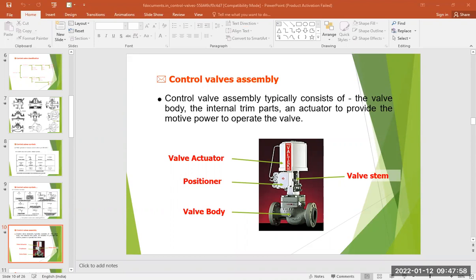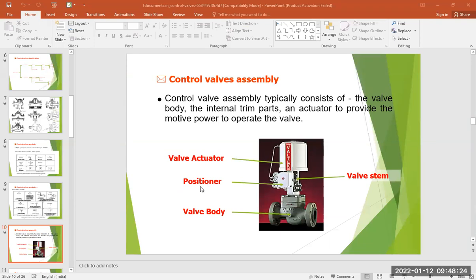Okay, so we have to know this positioner system is mostly available in three configurations also. One is the pneumatic configuration positioner system, number two is the analog input type of positioner system, and number three is the digital type of positioner system. So please remember these things also. These are basically the classification of the positioner system.